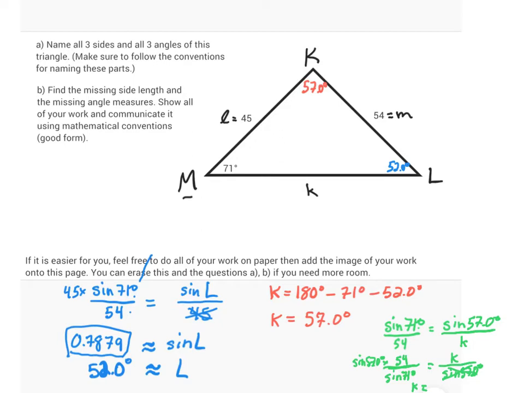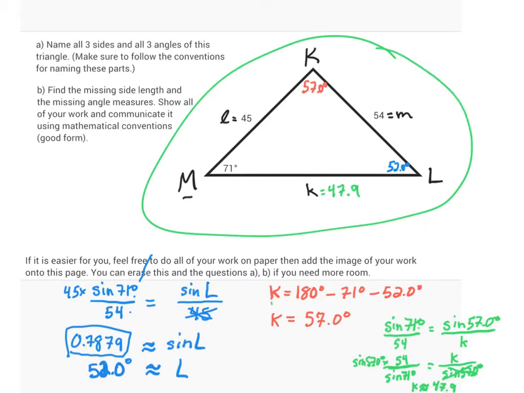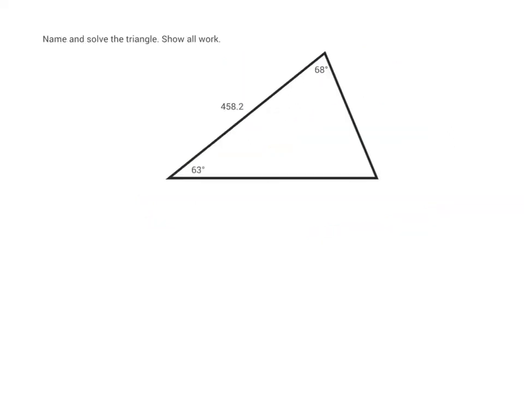So sine of 57 degrees times 54 divided by sine of 71 degrees is about 47.9. This is not degrees, this is a side length. So 47.9. And now my triangle is solved. Notice I always try to use this equation first if I have two angles exactly. If I don't have two angles exactly, then I always look for an angle and a side where I know both of them. If I have that, then I'm definitely using the sine law.